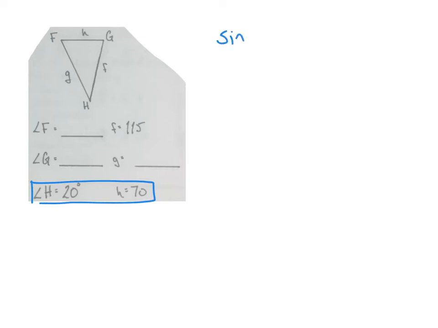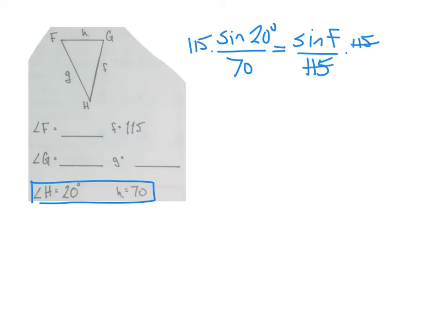Law of sines says the sine of h over side h is the same as the sine of f over side f. If I multiply both sides of the equation by 115 and then head over to the calculator, we'll see that the sine of f is going to be 0.561.